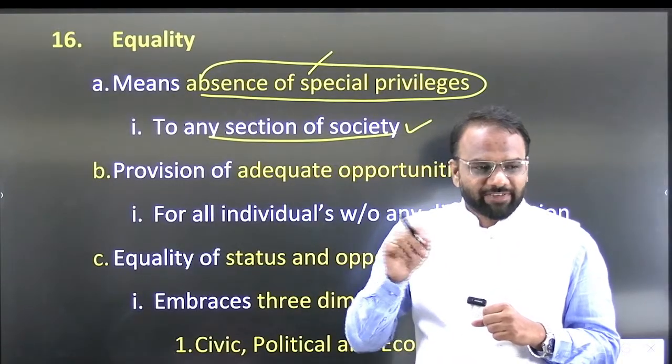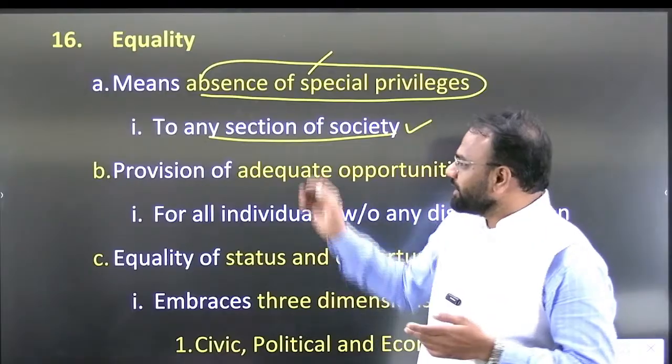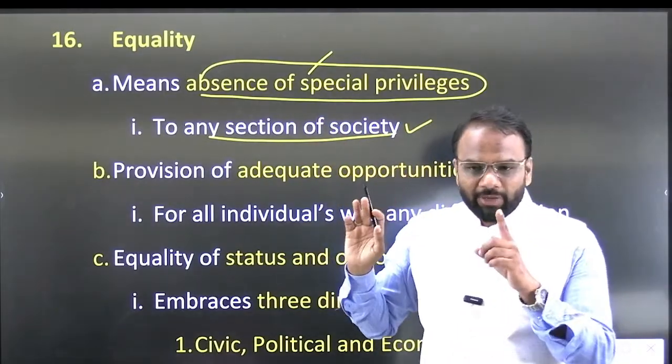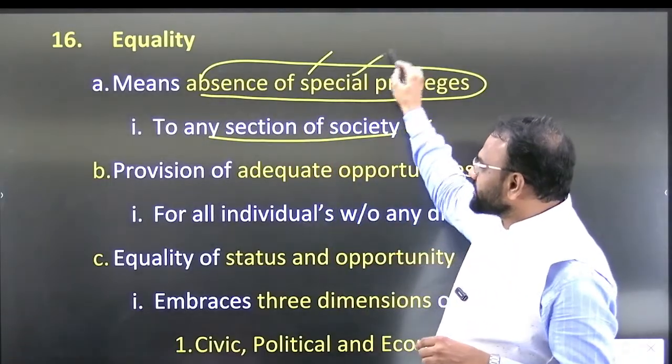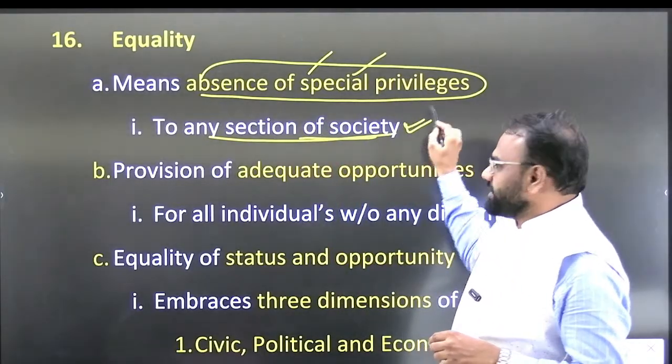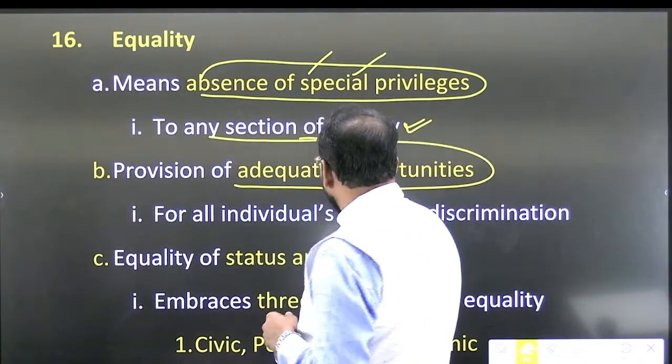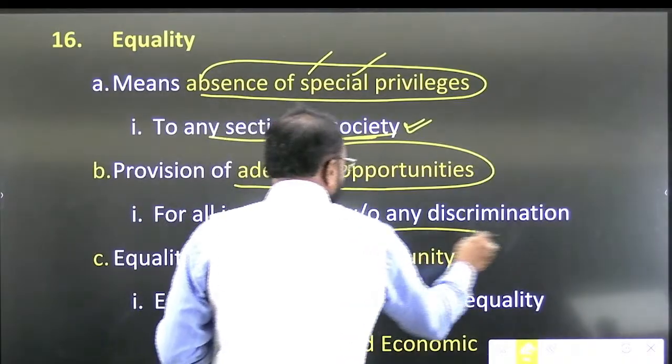Both equality as well as justice will try to ensure that there is absence of special privileges. So one meaning of the term equality is absence of special privileges to any section of society. The other is provision of adequate opportunities for all individuals without any discrimination.